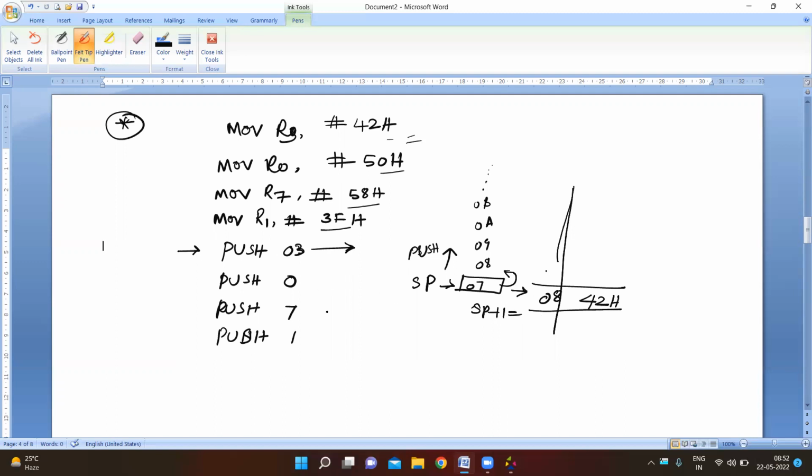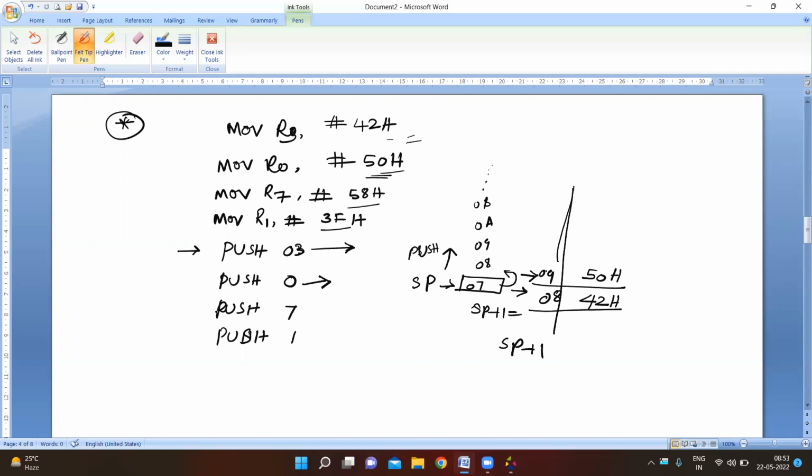Next, after execution of the push 0 instruction, again after every push instruction the stack pointer is incremented by 1. So this becomes 9. Now the stack pointer is pointing to location 9. Push 0 means the contents of location 0 will be pushed onto the stack. Location 0 has 50H. Therefore 50H will be pushed onto the stack, and the stack pointer is at 09H.